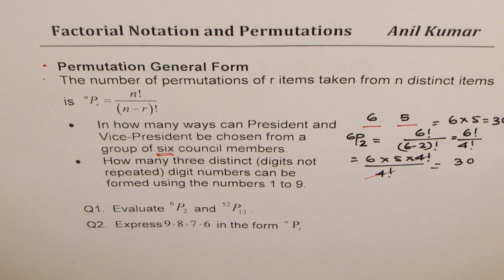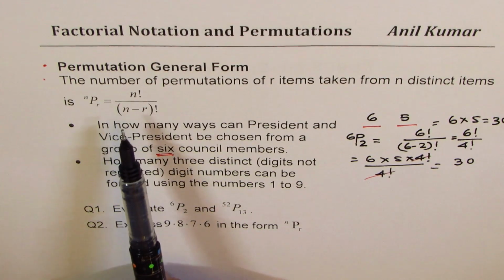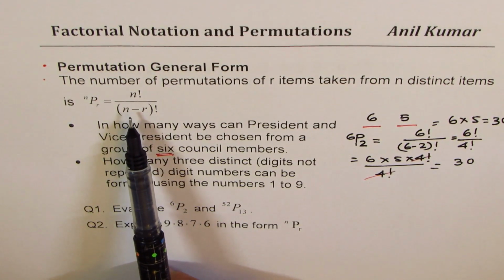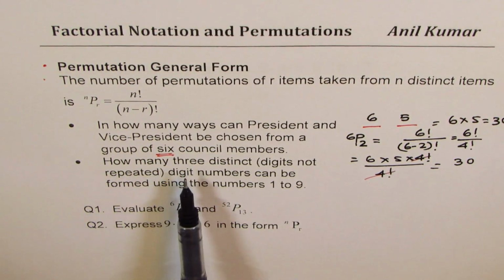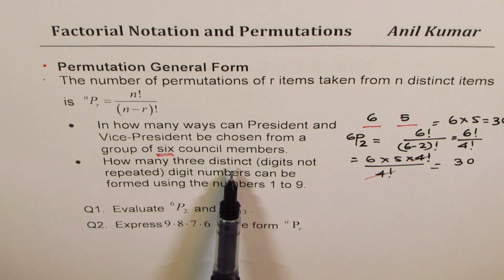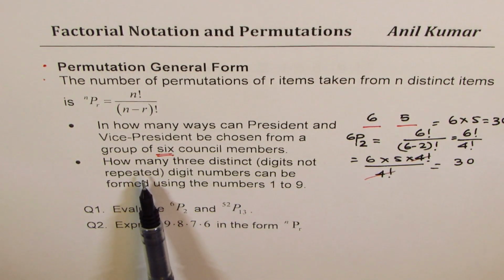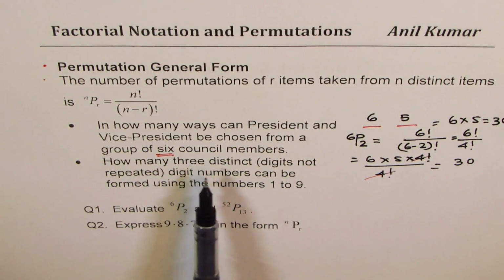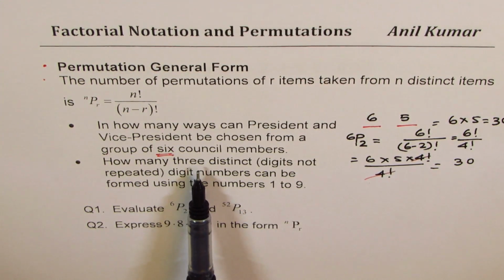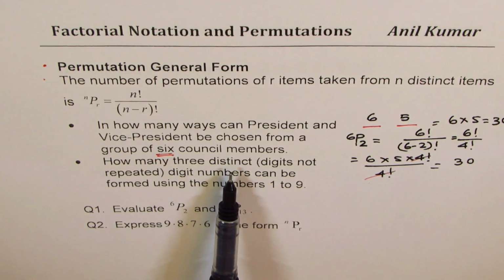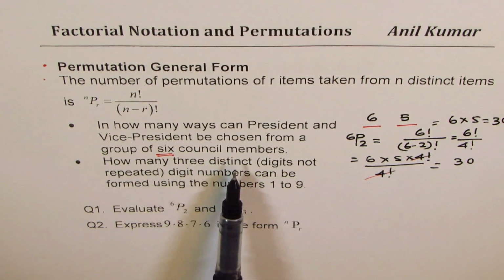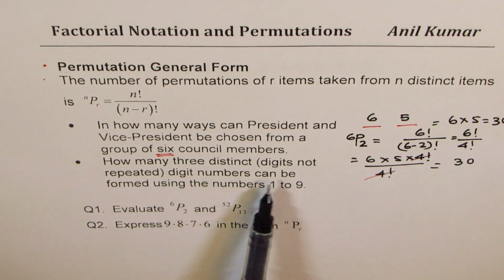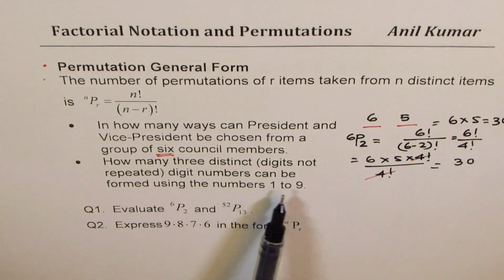So we had in the beginning a few examples to write factorial notation in different ways. So that is its direct application. Is that clear? We have another example here which says how many 3 distinct digits, which really means digits not repeated, okay? So the number 111 is not a valid number. All the digits should be different. So I could have read 3 different or 3 distinct. How many 3 distinct digit numbers can be formed using numbers 1 to 9?